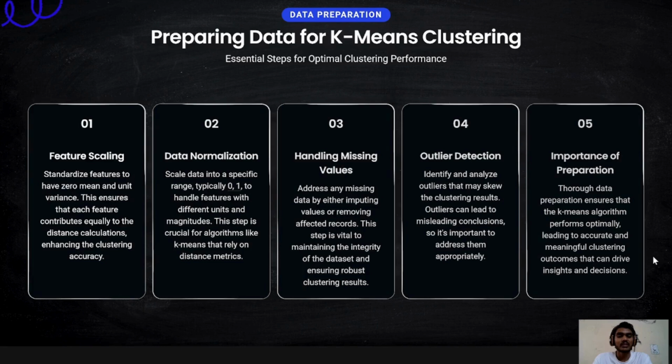Outlier detection. Identify and analyze outliers that may skew the clustering results. Outliers can lead to misleading conclusions, so it's important to address them appropriately. Fifth, importance of preparation. Through data preparation, ensure that the K-means algorithm performs optimally, leading to accurate and meaningful clustering outcomes that can drive insights and decisions.